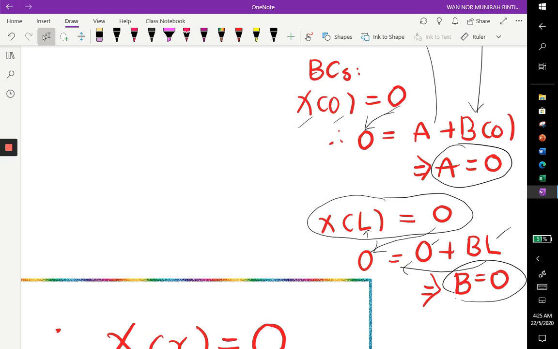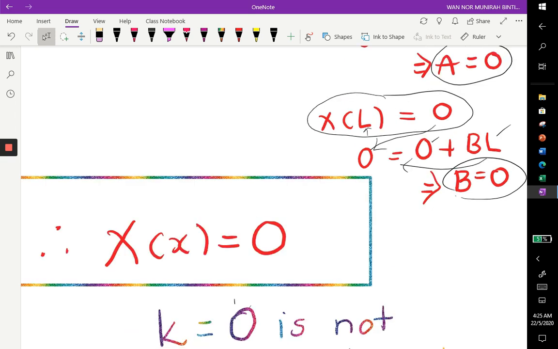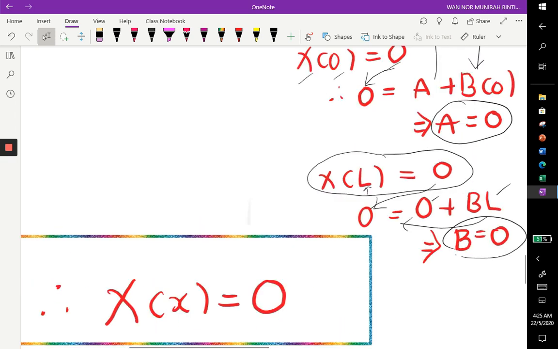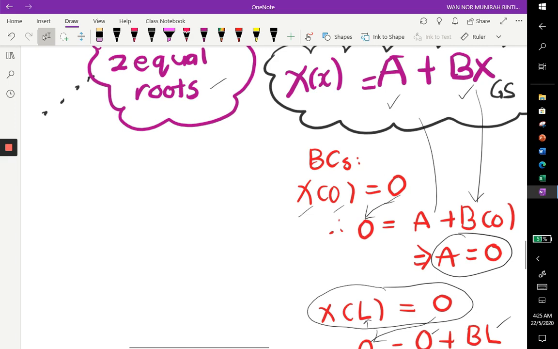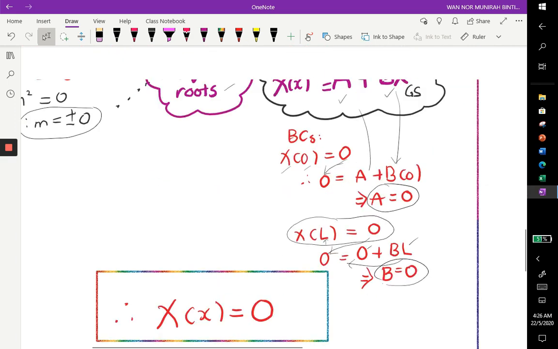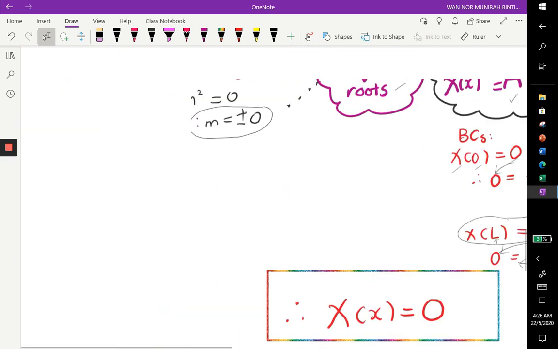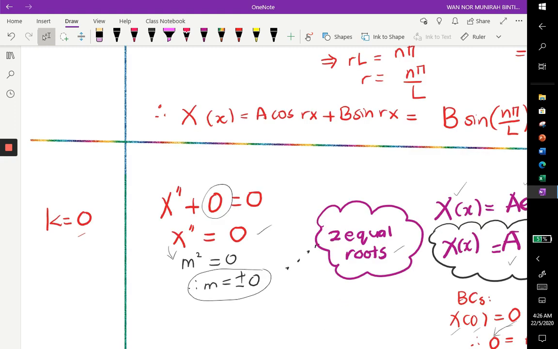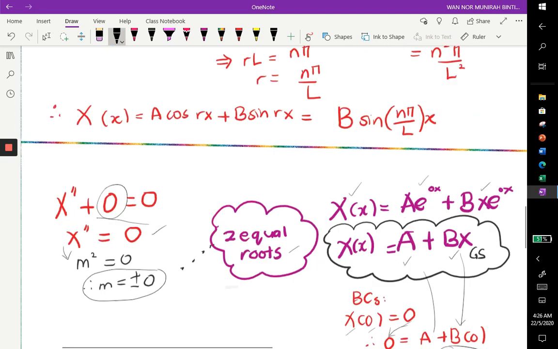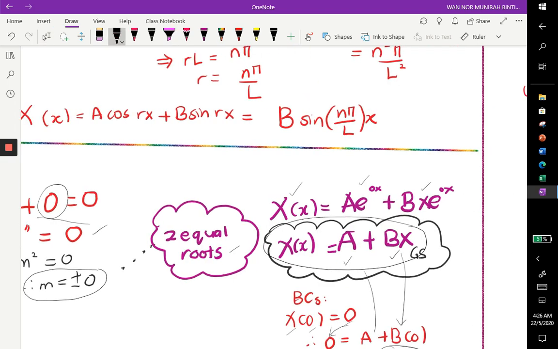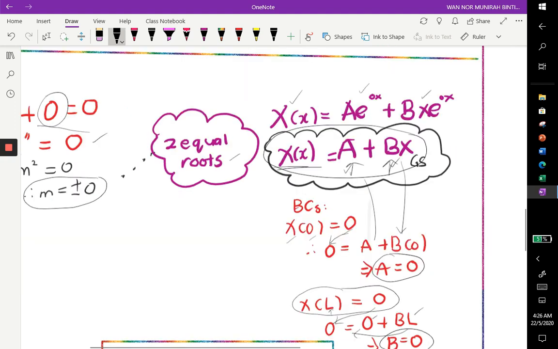A is 0, B is 0. So what is the solution? The solution is X also goes to 0. Okay, this is our general solution. Substitute A equals 0, B equals 0 so that we have X equals 0. So this is our conclusion.